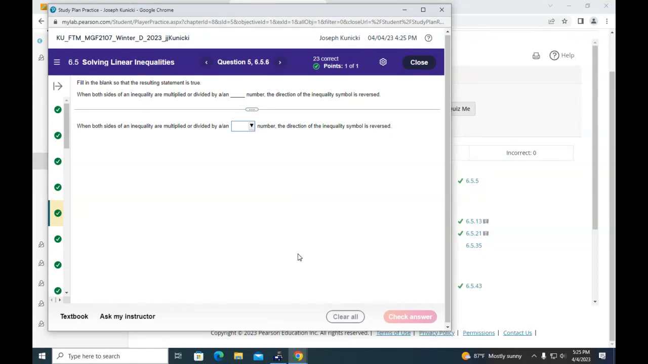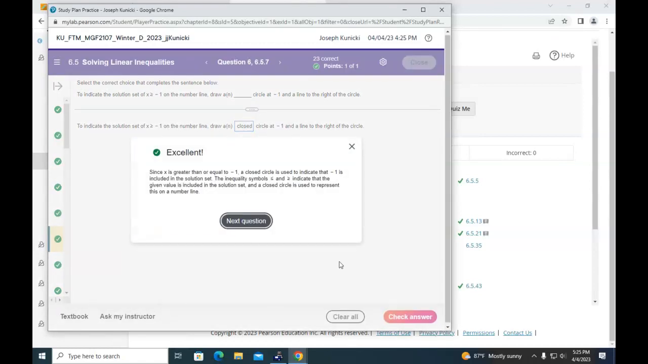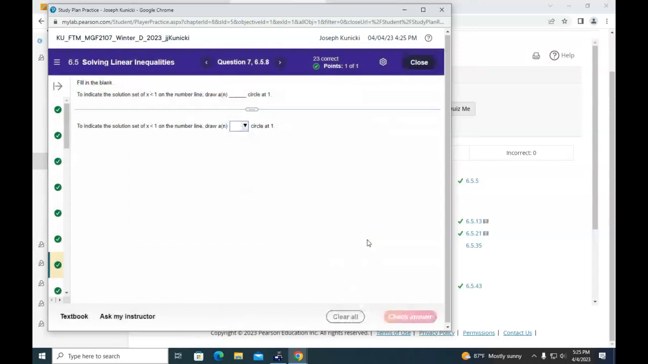Number 6, when both sides of an inequality are multiplied or divided by a negative number, the direction of the inequality is inverted. So when do we reverse it? Negative number. Good. Just hammering it home. This is like review stuff. To indicate the solution set of x greater than or equal to negative 1 on the number line, what kind of circle do we draw? This is called an open and this is called a closed. A closed, right. I call it a dot. They call it open and closed circles. So see, it's all terminology. It depends on who wrote the book and when they wrote it.